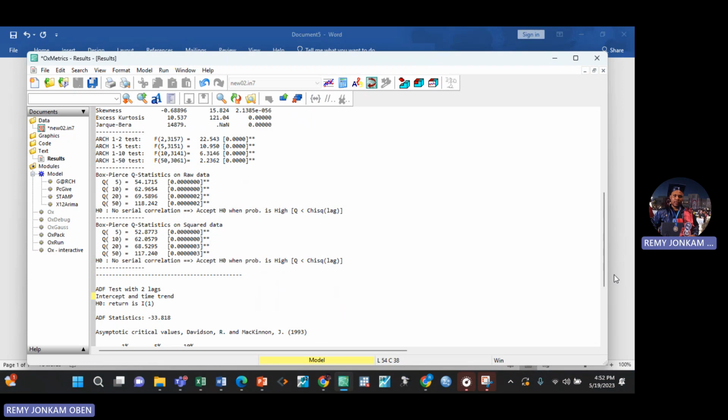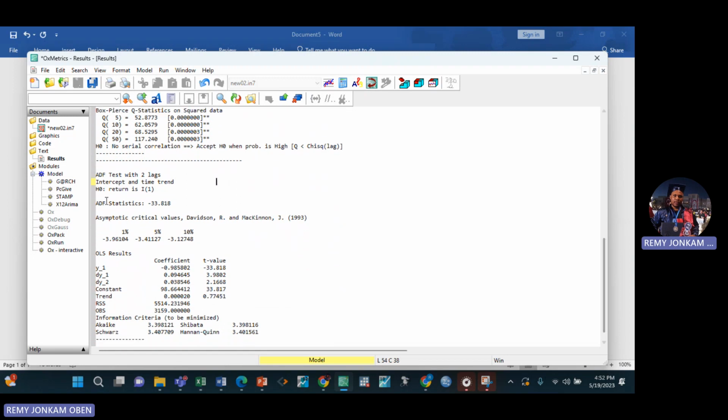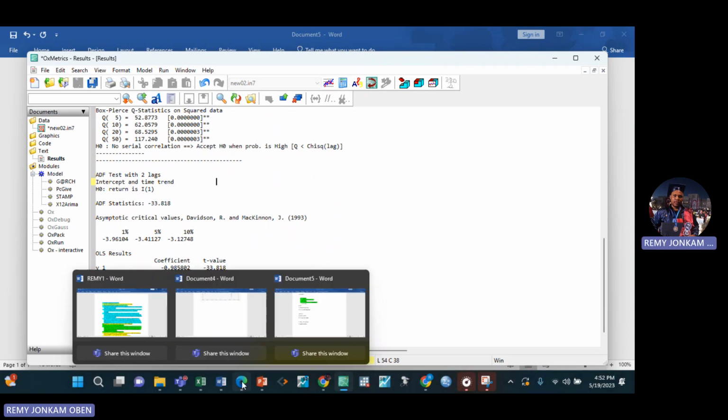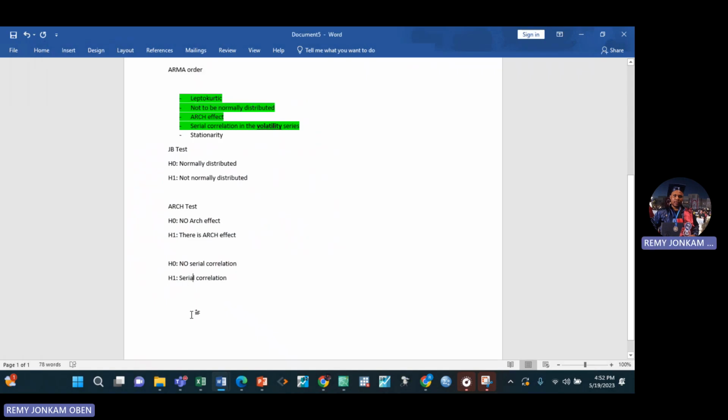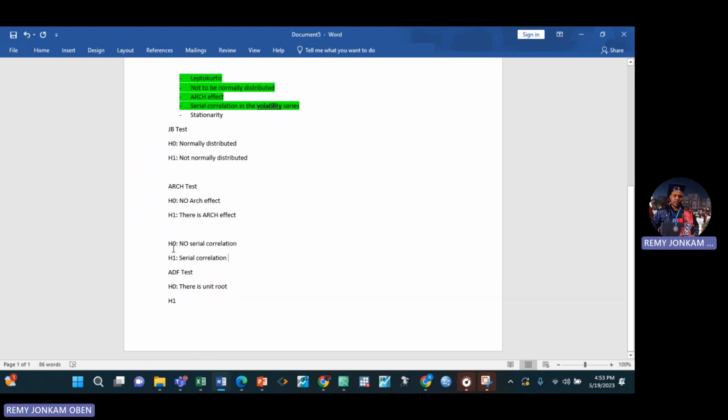Next, if you go down, we can look at the stationarity test, the ADF test, that is the Augmented Dickey-Fuller. And again, we'll see more about this probably next week. So with the Augmented Dickey-Fuller test, what is the hypothesis? The ADF test is actually a unit root test. The null hypothesis is telling us that there is a unit root, while the alternative is telling us that there is no unit root.